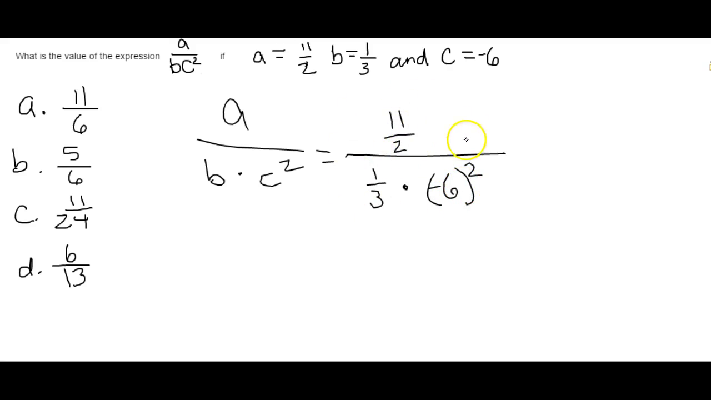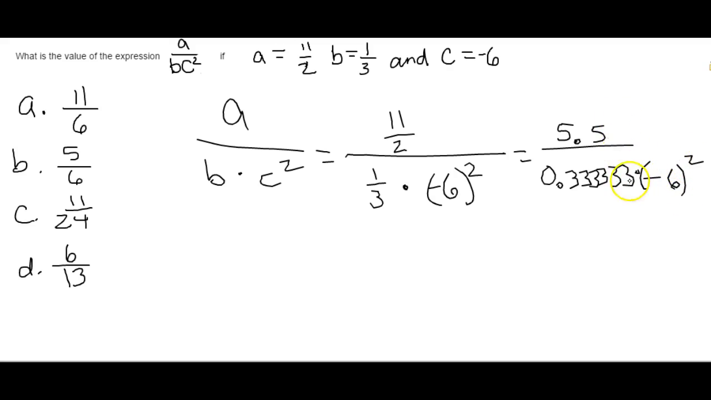So this can be hard to work with. We have a lot of fraction stuff going on. What I'm going to do is take these numbers that are fractions and turn them into decimals. So 11 divided by 2 is 5.5. 1 divided by 3 is 0.33333 repeating. So I'm going to use a whole bunch of 3's times our negative 6 squared.